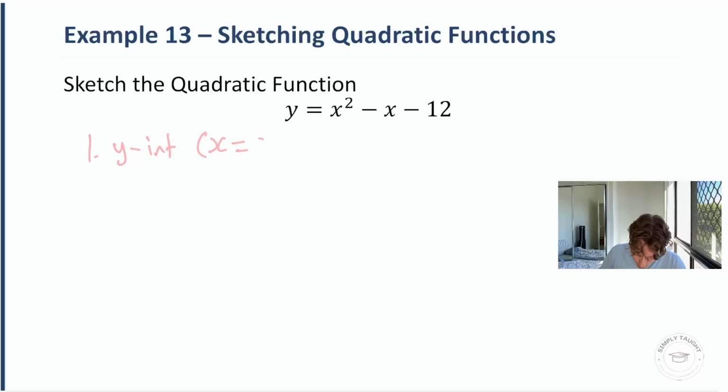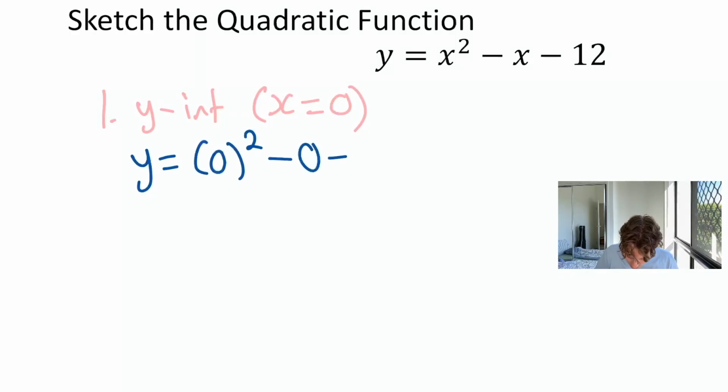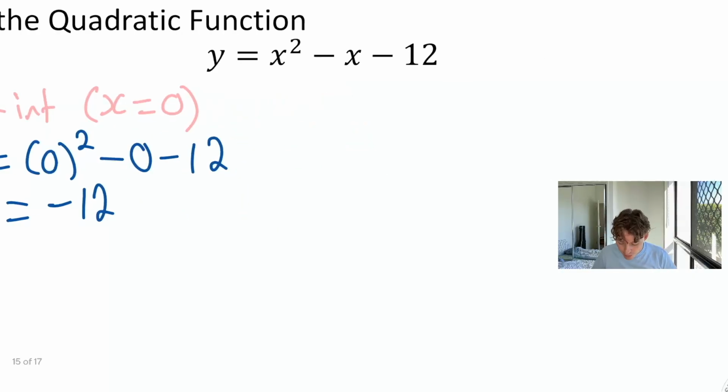That occurs always when x is equal to 0. So I'm going to let x equal 0. I simply get y equals 0 squared minus 0 minus 12. Well, 0 squared is 0, minus 0 is 0, minus 12 gives negative 12. And I've found the y-intercept. That's step 1. Step 2 is going to be to find my x-intercepts.